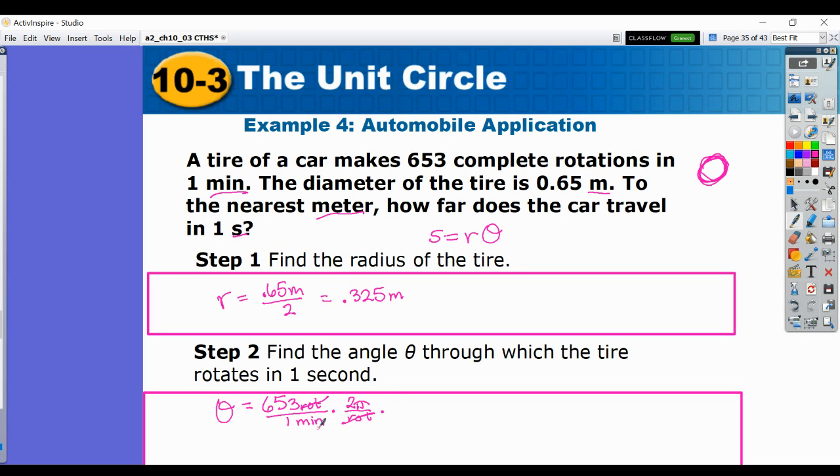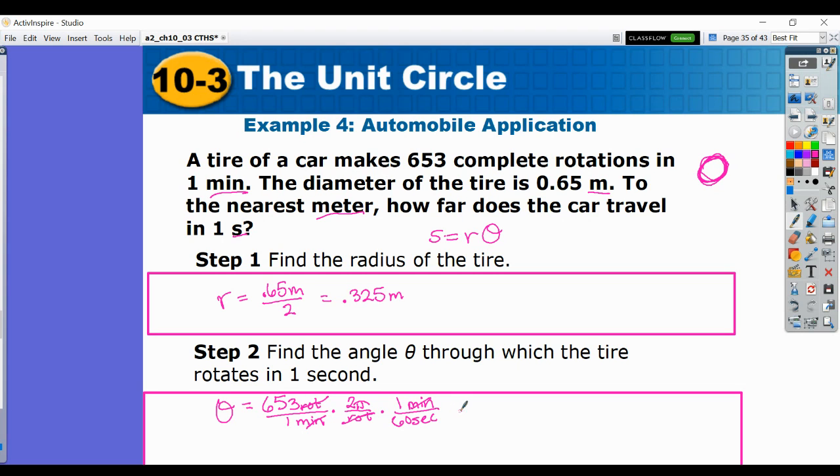Now my only other problem is that this is in minutes. If the units were good, I would be done here. But since this is in minutes and I want my answer in seconds, I need to get rid of minutes and turn them into seconds. There are 60 seconds in 1 minute, and that will get rid of my minutes units. Now my units will just be radians per second, which is what I want.